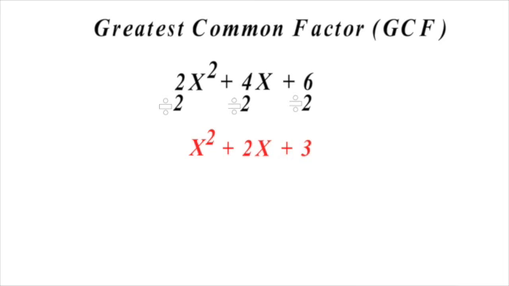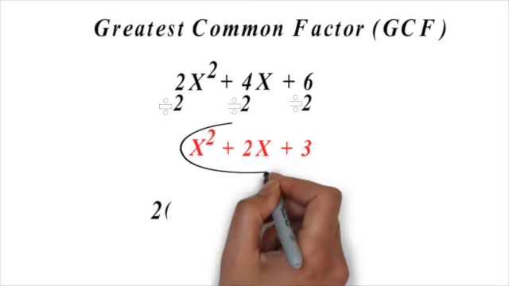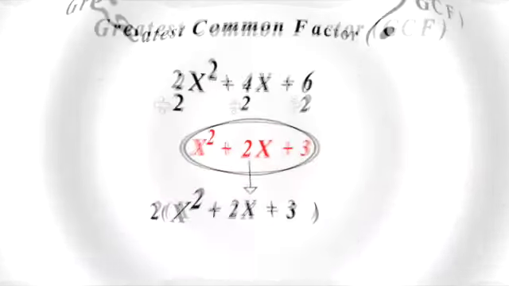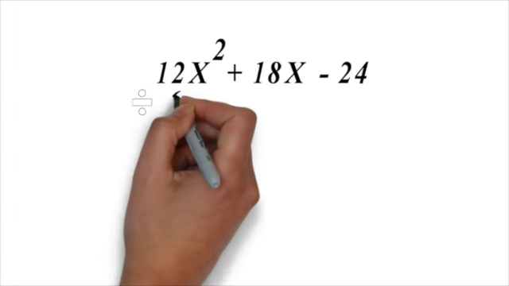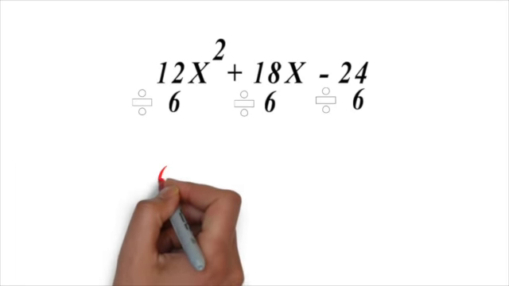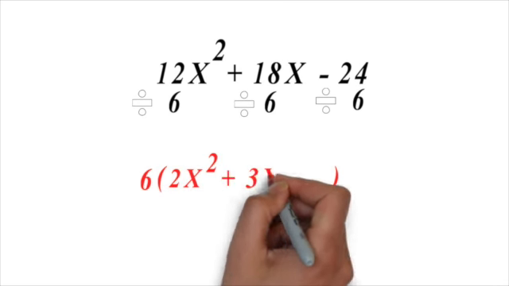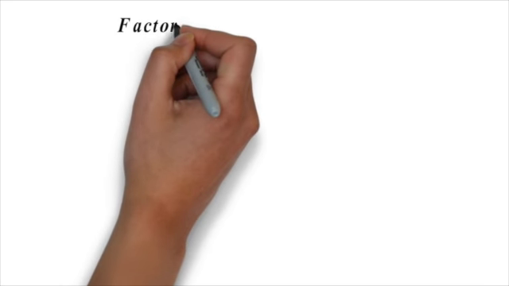Next, to show that you have divided all these values by 2, you will set up the expression like this, with 2 on the outside of a set of parentheses, and the remaining expression of x squared plus 2x plus 3 on the inside of the parentheses. Alright, so let's do another quick example. We have 12x squared plus 18x minus 24. Each value can be divided by 6, so let's write out our parentheses. We put the 6 on the outside here, and now we put the expression on the inside with each term having been divided by 6. So our final product looks like 6 times the quantity 2x squared plus 3x minus 4. You can always check your answers by multiplying everything back out. If it is equal to whatever your original expression was, then you're right.